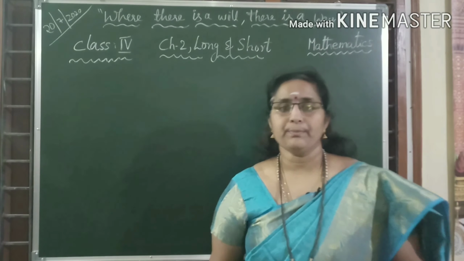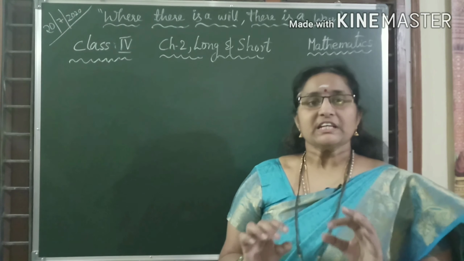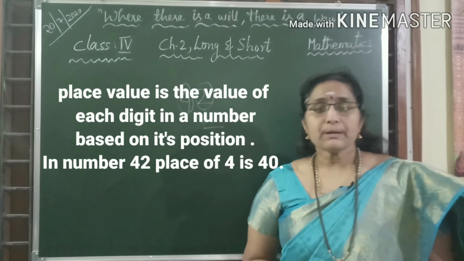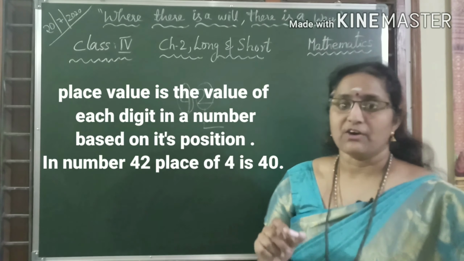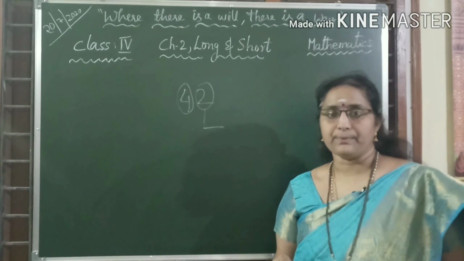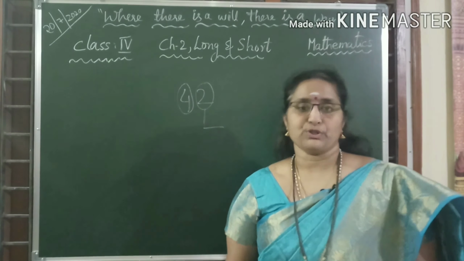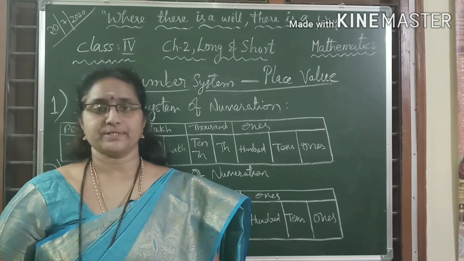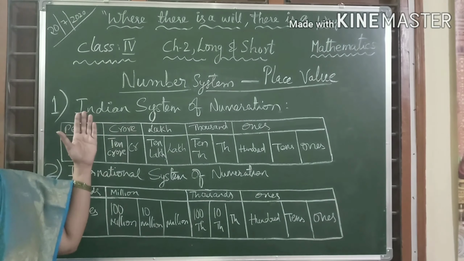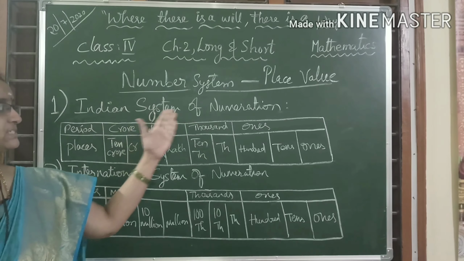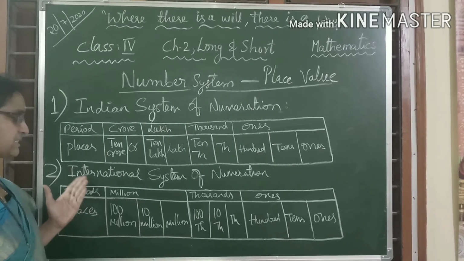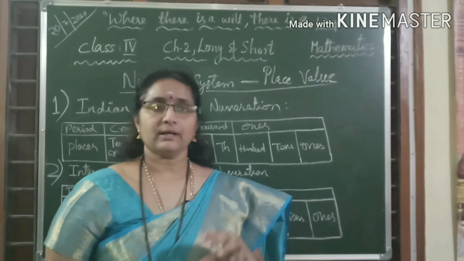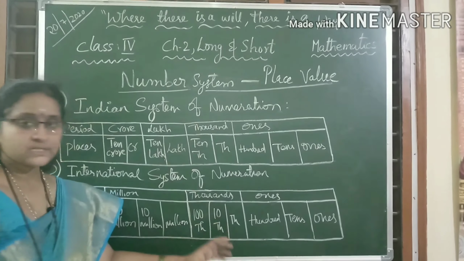Each digit in a number is worth a value based on where it is placed in the number. What is meant by place value? Place value is the value of each digit in a number based on its position. To understand place value, we need to look at our number system. Here we have two types of number systems. One is the Indian system of numeration, another one is the international system of numeration. We start grouping the numbers from the right in both the systems.